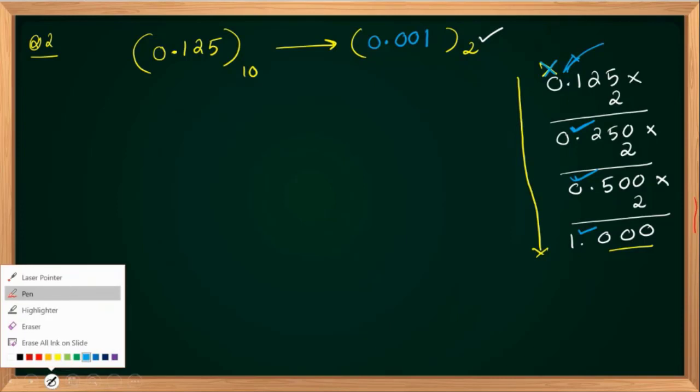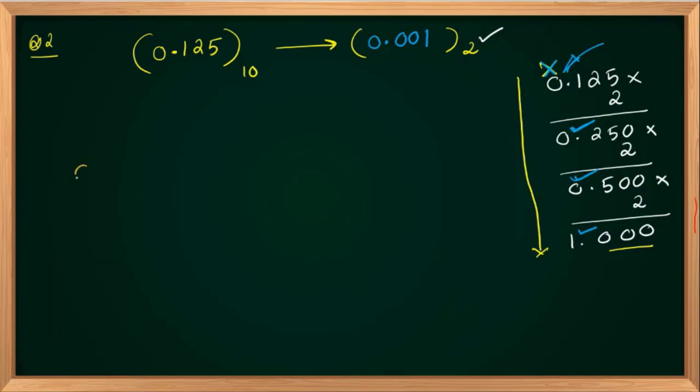Let us convert the other way also. You are given 0.001 in base 2, and you are asked to convert into its decimal number.